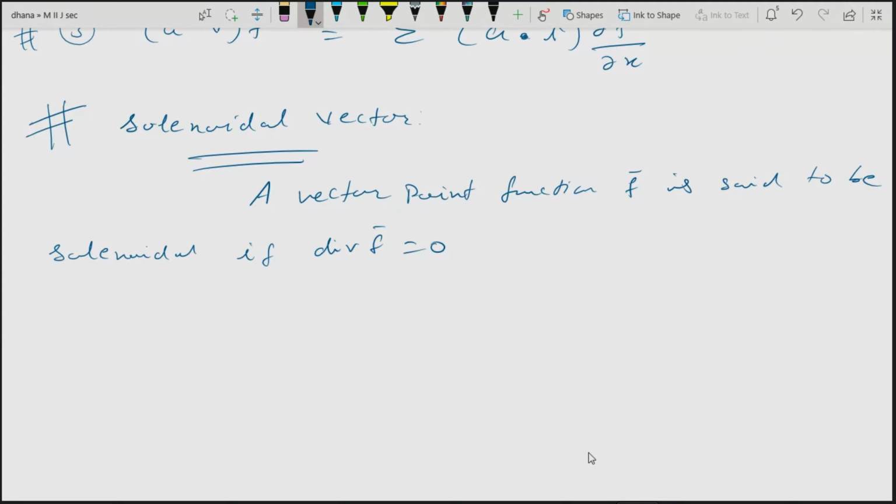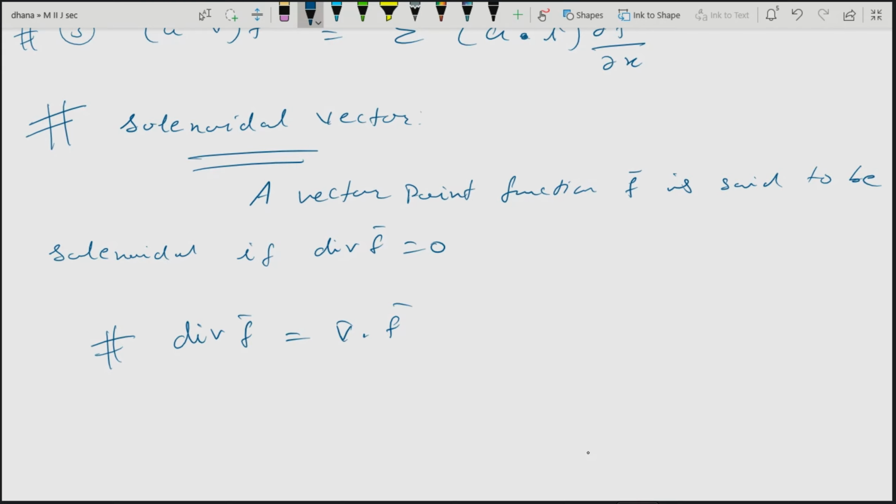Now you have to understand this: what is the physical interpretation of this divergence? The physical interpretation of divergence always depends upon a given physical problem. You can interpret this divergence of F bar, which is del dot F bar, according to the given problem only.